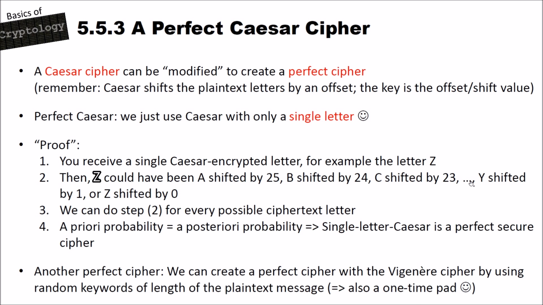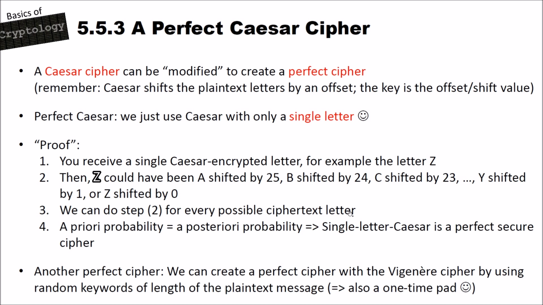And finally, the Y shifted by 1 gives you a Z, or even the Z shifted by 0 gives you a Z. So if you receive a Z and you don't know the key, you don't know what the original letter was. And we can do this step not only for a received letter Z, we can do this for every possible ciphertext letter that we receive.